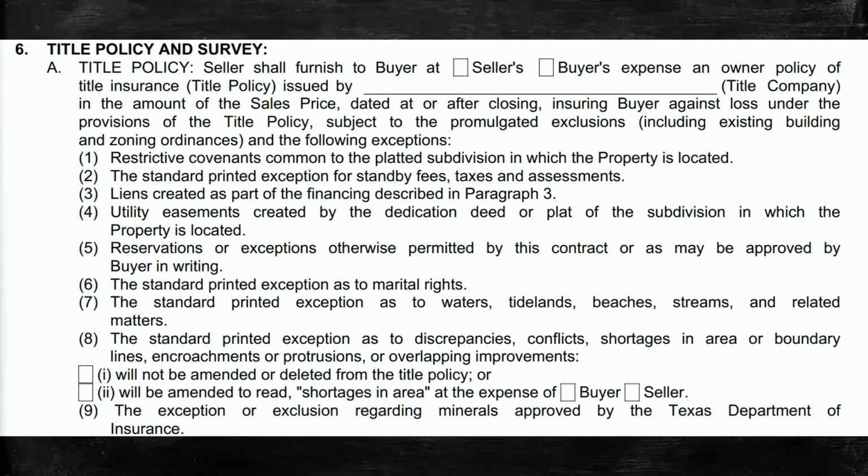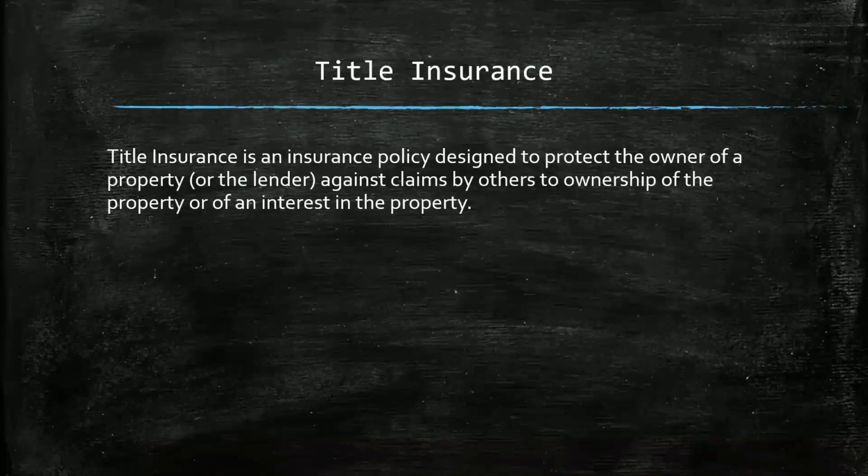And before we dive into the contract terms, let's have a look first at the big question. What is title insurance and why do we need it? You're going to get asked that a lot, particularly by buyers. So, title insurance, it is an insurance policy. It is designed to protect the owner of the property or the lender against claims by others of ownership to the property, or if others claim some sort of an interest in the property.